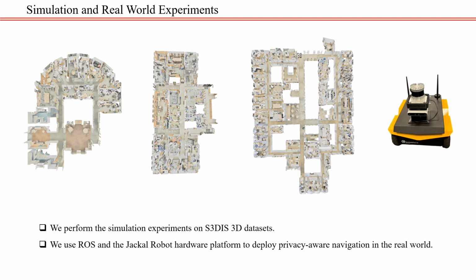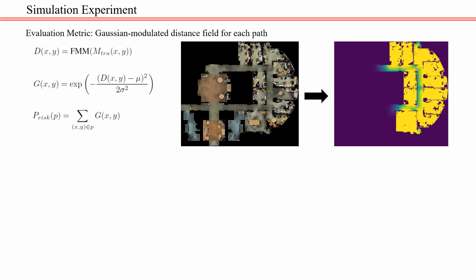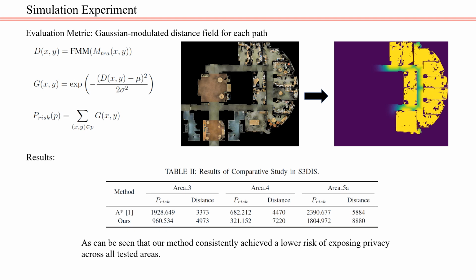We use ROS and the Jackal Robot hardware platform to deploy the privacy-aware navigation in the real world. To evaluate the privacy, we generate a Gaussian modulated distance field for each scene, where higher values correspond to more crowded areas. The results summarized in the table show that our method consistently achieved a lower risk of exposing privacy across all tested areas, indicating a superior capability in maintaining privacy.